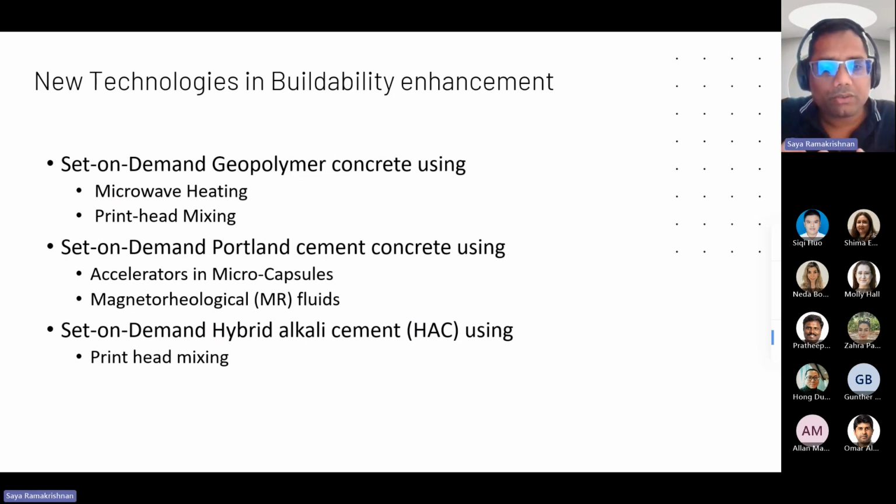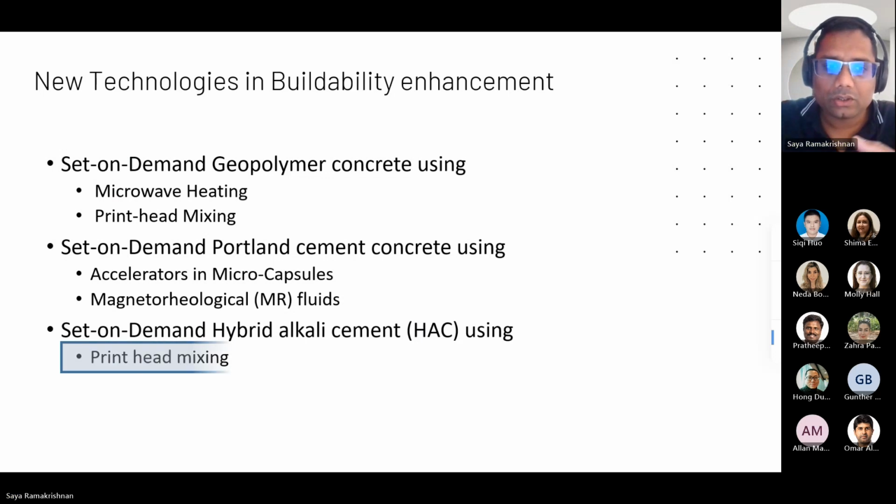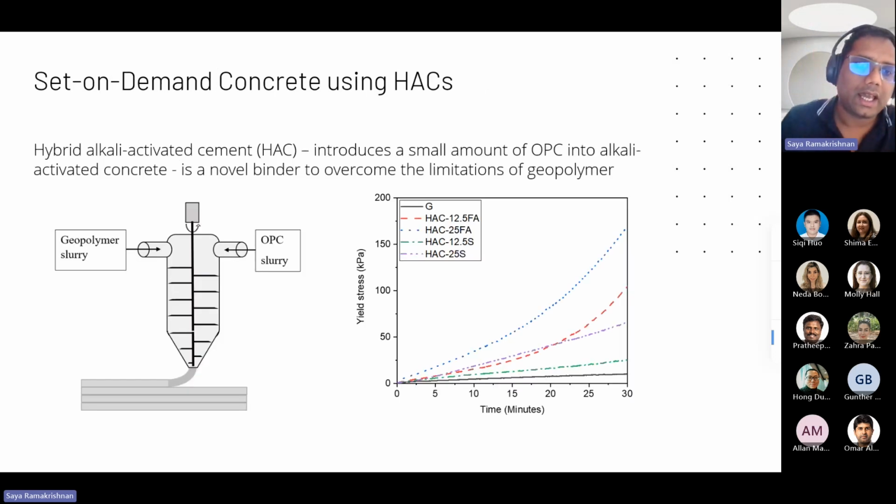The main advantage of having hybrid alkali cement in 3D printing is that the addition of a small amount of Portland cement makes the concrete harden or set very quickly, which is what we need for 3D printing. So what we do here is, at the print head, we add a small amount of Portland cement slurry into the geopolymer slurry, and that mix stiffens very quickly and hardens in a matter of time.